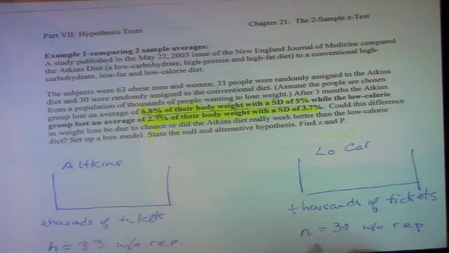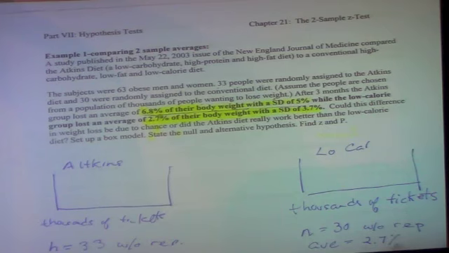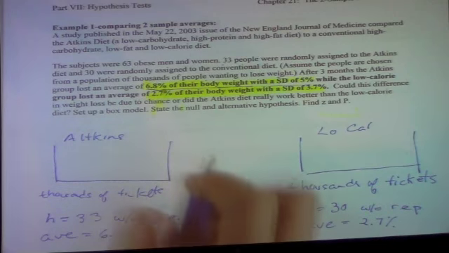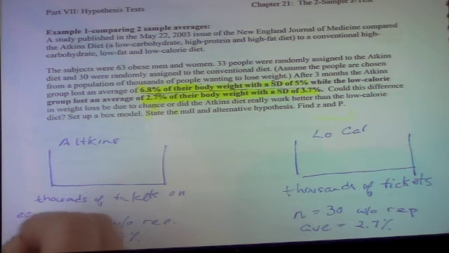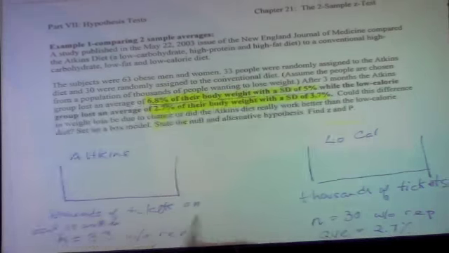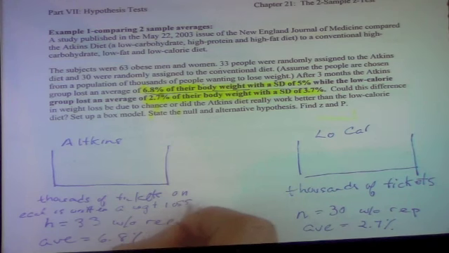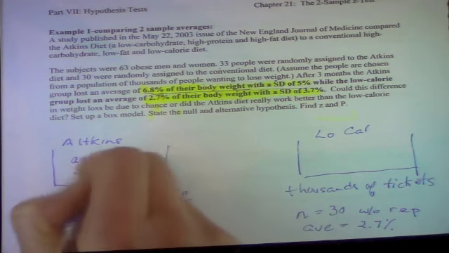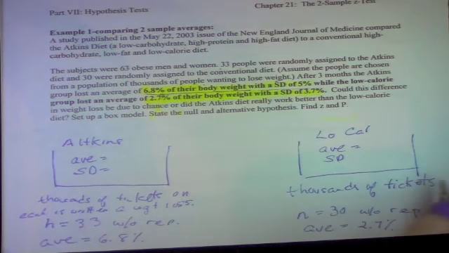6.8% of their weight. And here they didn't lose as much. This was only 2.7% of their weight. Okay, but what's inside here? There's thousands of tickets. On each is written a weight loss, what they would have lost if they went on this diet, okay? So this is their average and a standard deviation here, and this is an average and a standard deviation here.